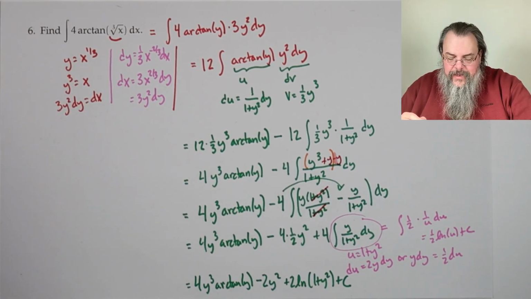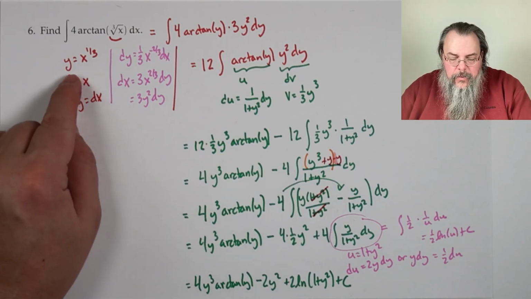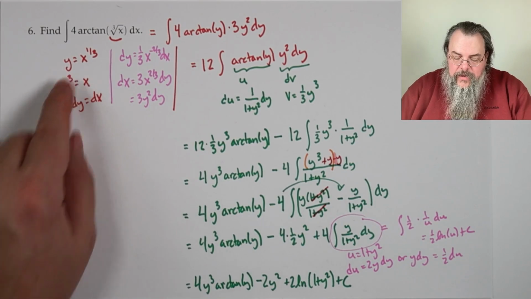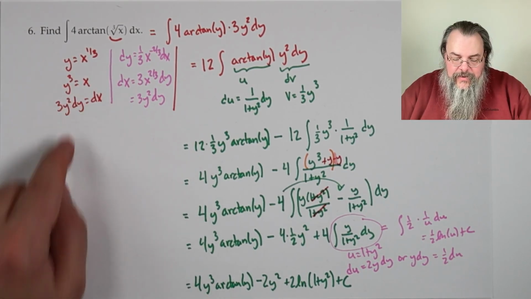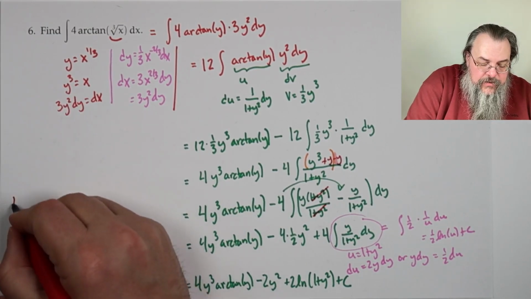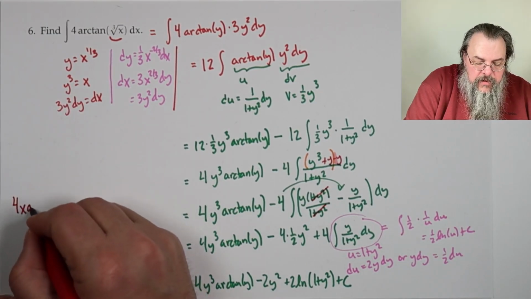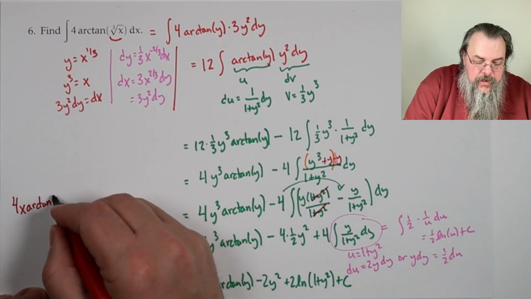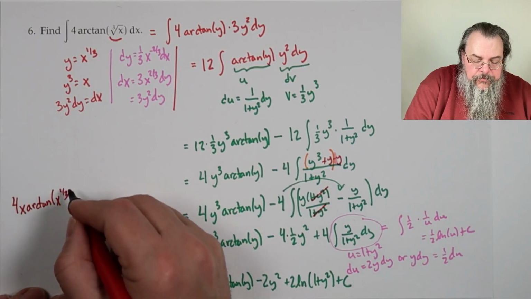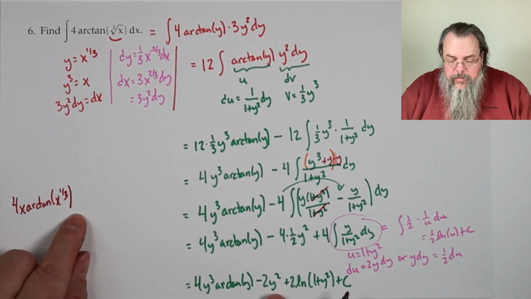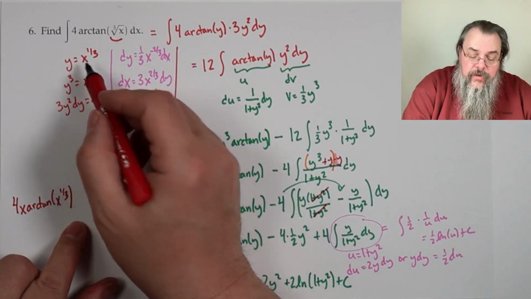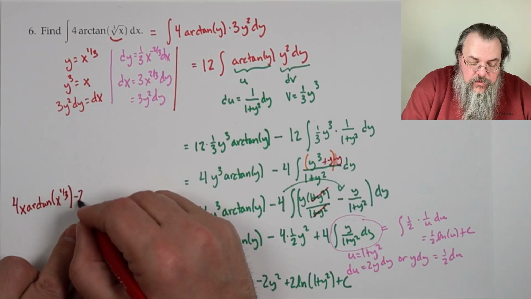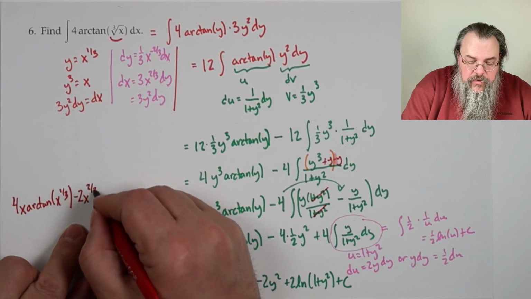So you say, oh, okay. Well, what is x? Well, wherever you see a y, put x to 1/3. So in particular, what's y cubed? Well, we actually wrote it down. It's x. So we say, oh, so really our answer is 4x arctangent of x to 1/3. Okay, that's that. Minus 2y squared. Well, y squared, well, x to 2/3. So minus 2x to the 2/3.